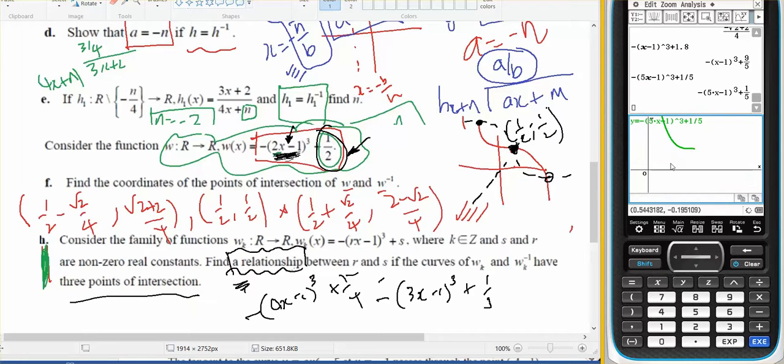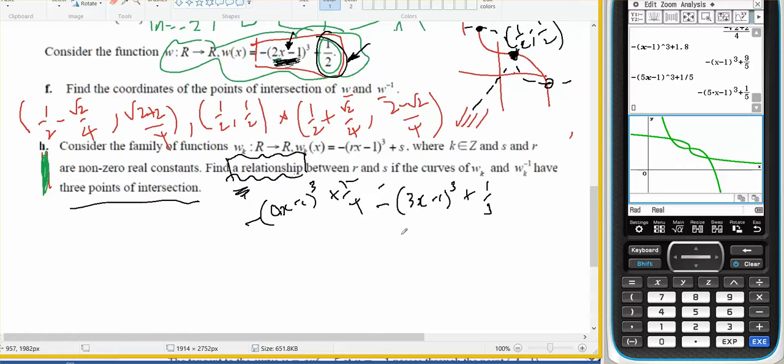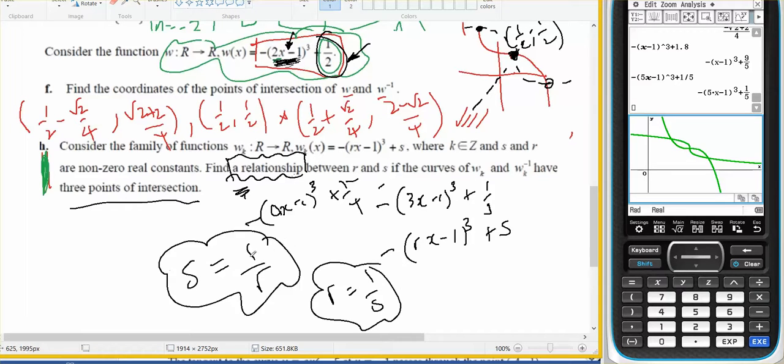And we'll always have it that we'll get 3 intersection points when the point of inflection is on the line y equals x. So the relationship between R and S is, if this is minus R(x minus 1) cubed plus S, then S has to equal 1 on R, or R has to equal 1 on S. So if R is 3, S is 1/3, when R is 5, S is 1/5.